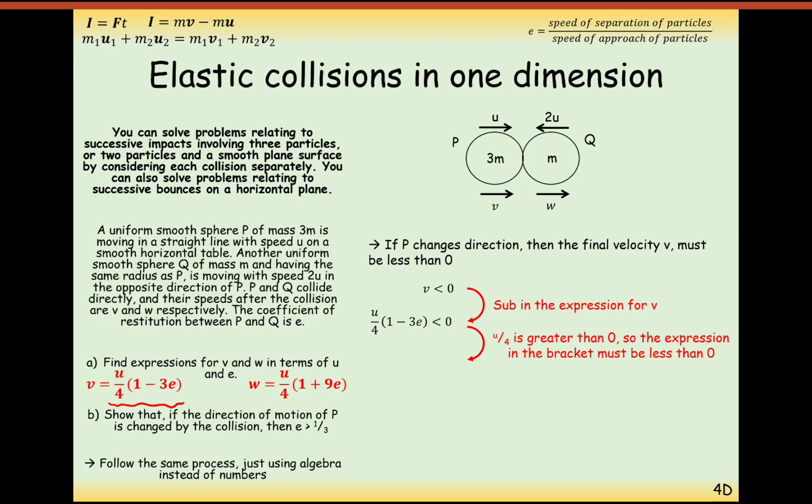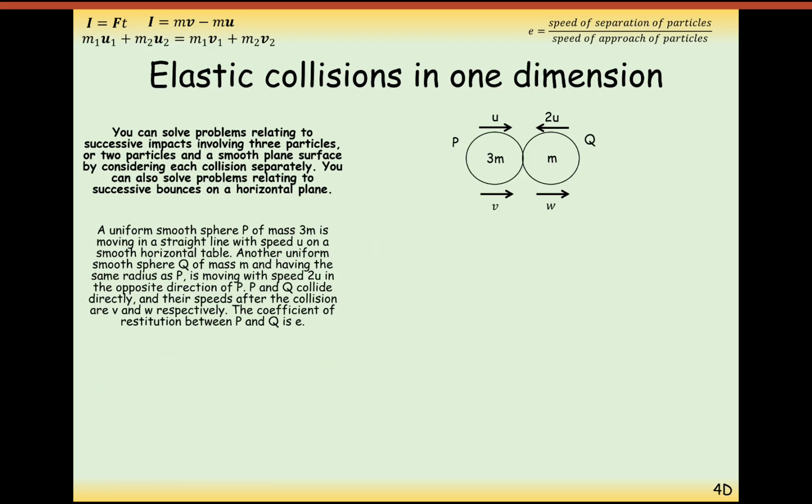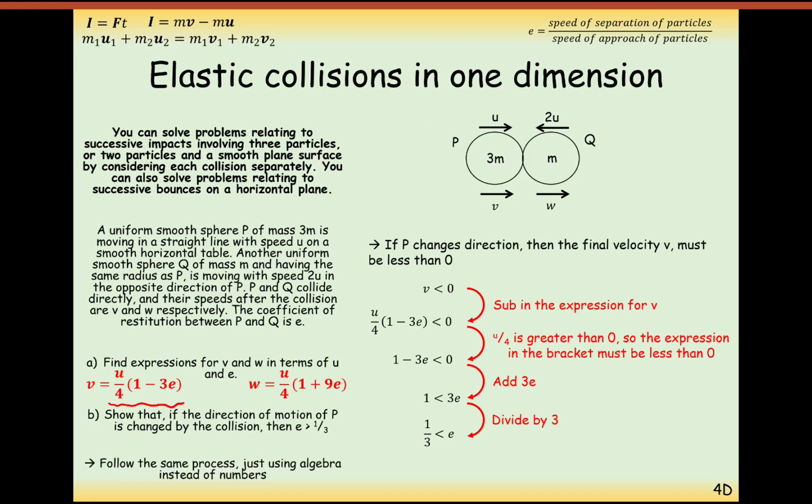So we could multiply and divide them to the other side. Move the 3e onto the other side and divide by 3. So e is bigger than a third. Okay.